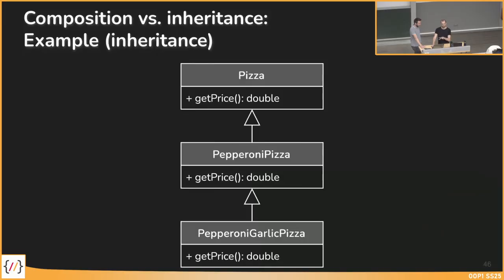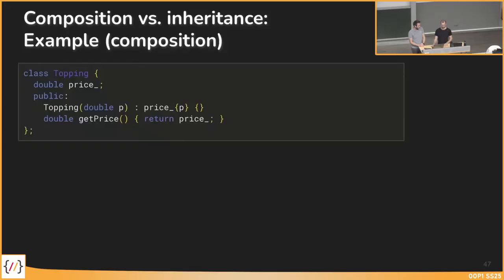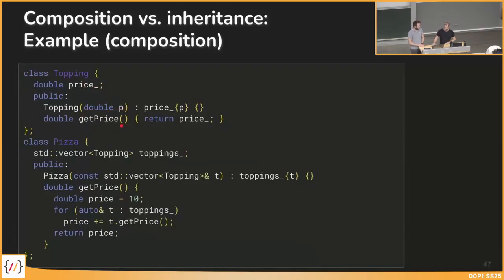So this is again the UML diagram. As we said, pepperoni pizza is derived, and pepperoni garlic pizza is derived. The composition is different to write. It has a different concept, but you can use it for the same applications. So we have a topping class now. It's a little bit different. We have a topping class which has a price. Topping is the garlic and the pepperoni. Constructor and the getPrice as we know it.